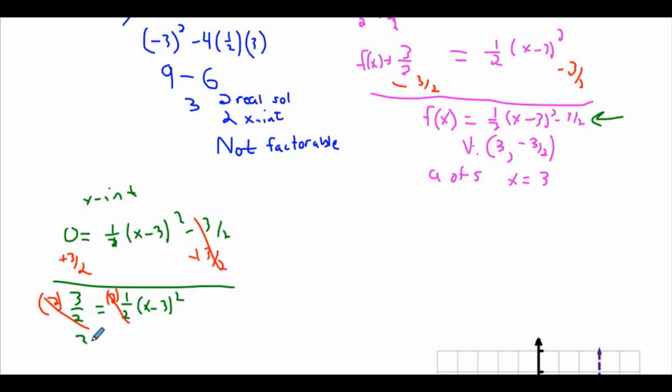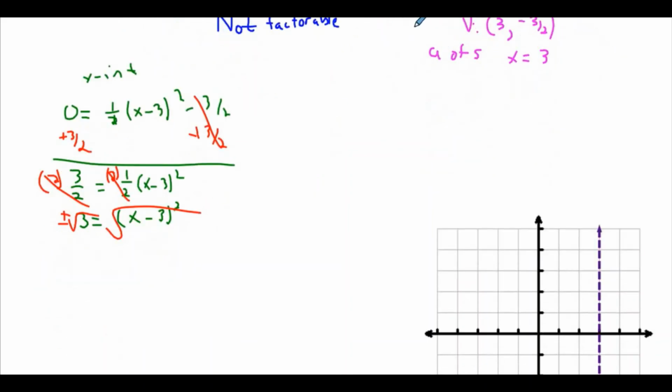So we end up getting 3, and that is equal to x minus 3 squared. And then we will take the square root. Don't forget your plus or minus here. All right. And so then we end up with plus or minus the square root of 3, and then you get x minus 3 here, and then you add 3 to both sides, and you'll get your x-intercepts, which to graph them, you're probably going to want to type them in a calculator because they are irrational.